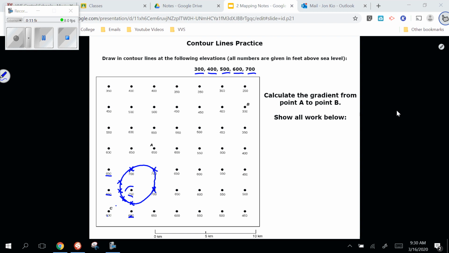This is the highest marked elevation on my map, okay? 750 right there, all right? We don't have that line, so don't read it there, but, okay? So this is the peak of our mountain, so to speak. Now we're going to do the 600.